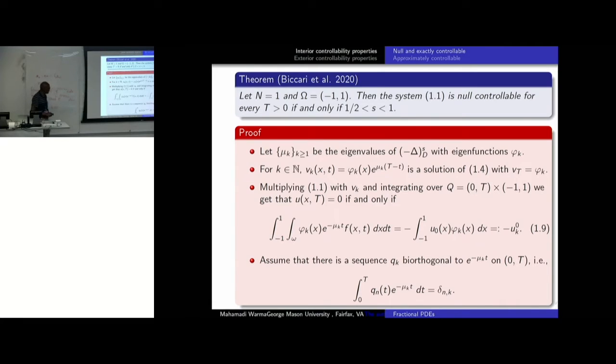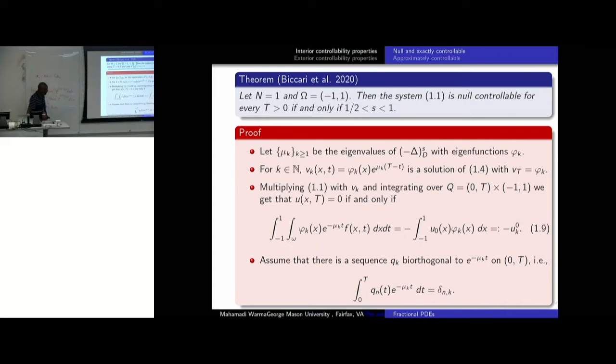Then you multiply your initial equation by V_k and you integrate on the cylinder. Then we get that u of x, T is 0 if and only if you have this equality. Then we assume that there exists what we call a bi-orthogonal sequence, bi-orthogonal to exponential of mu_k t. This means that the integral of q_n(t) exponential of mu_k t is the Kronecker delta of nk.